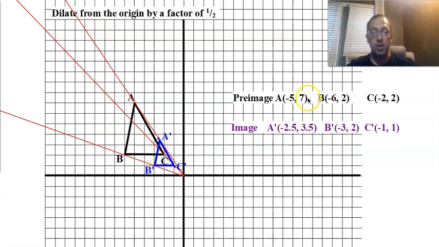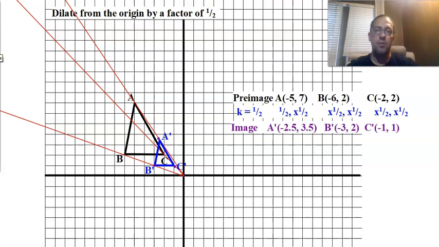So we can do this algebraically. Here's our pre-image points. Here's our image coordinates. And you see we can do the exact same thing we did before. We're just going to take it and multiply all the x's, all the y's by the scale factor of 1/2. All right, pretty easy stuff.